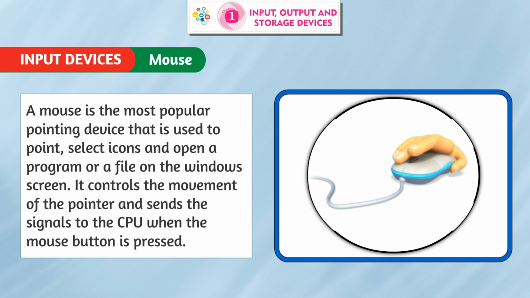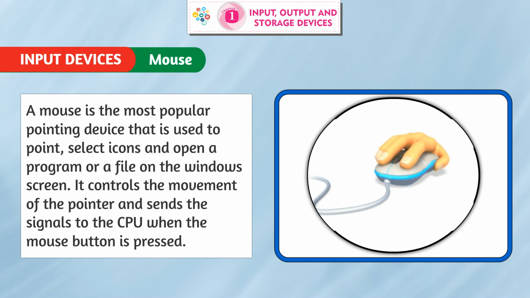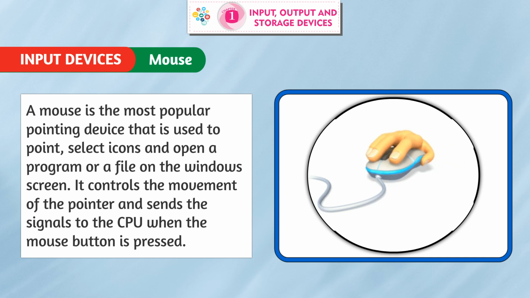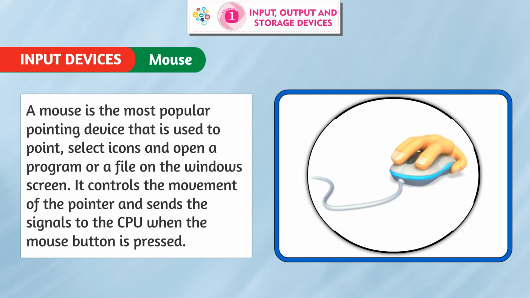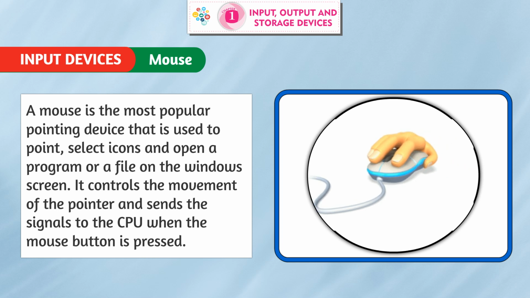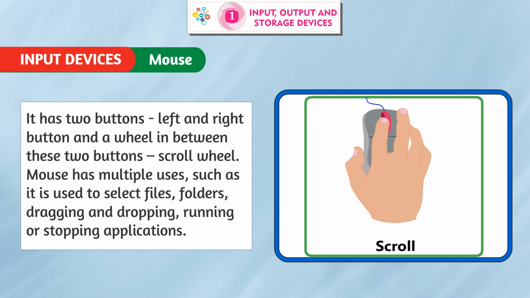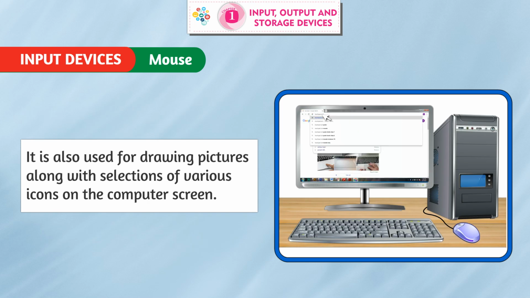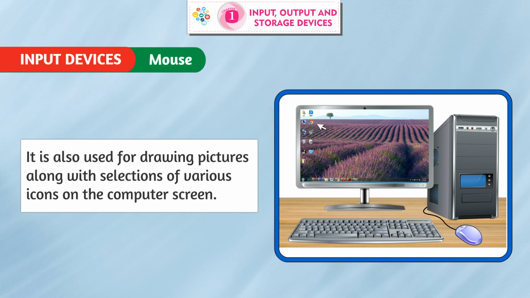Mouse. A mouse is the most popular pointing device that is used to point, select icons, and open a program or a file on the Windows screen. It controls the movement of the pointer and sends the signals to the CPU when the mouse button is pressed. It has two buttons, left and right button, and a wheel in between these two buttons, the scroll wheel. Mouse has multiple uses, such as it is used to select files, folders, dragging and dropping, running or stopping applications. It is also used for drawing pictures along with selections of various icons on the computer screen.